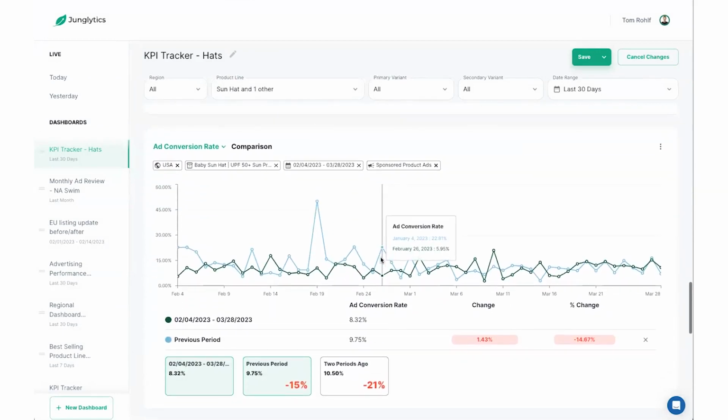So some of the metrics that we wanted to keep an eye on for that price increase from $9.99 to $11.99 for the Baby Sun Hat. And we increased that price on February 4th. So I have now created a comparison card, which allows us to compare the same metric over multiple periods of time. And we've also filtered it down to just sponsored product ads. So I wanted to make sure that our ad conversion rate didn't plummet too much. So we see here that in the previous period it was running at a 9.75% ad conversion rate, and we're down to an 8.32% ad conversion rate.